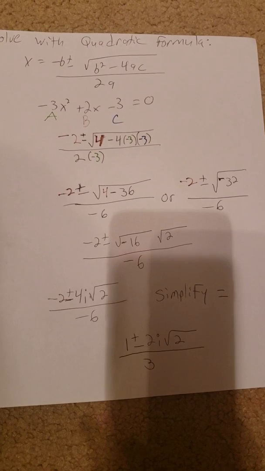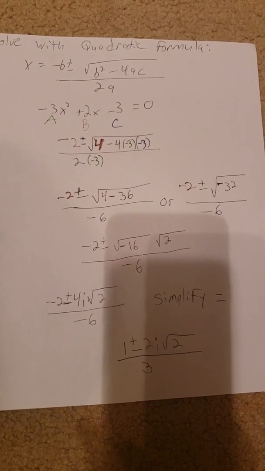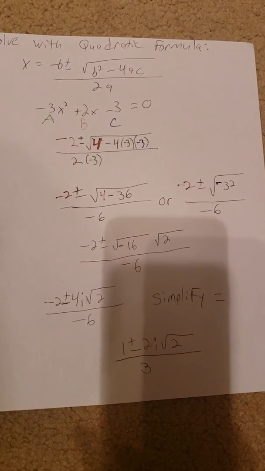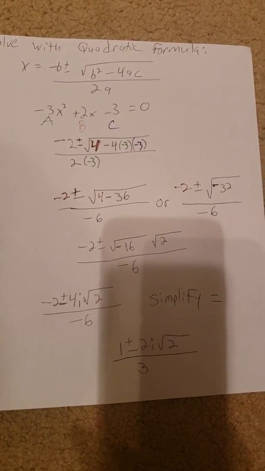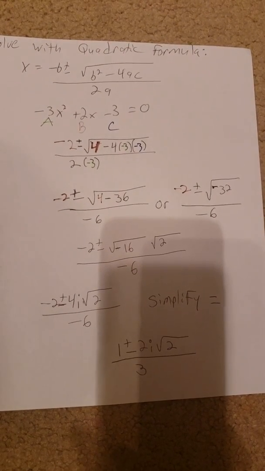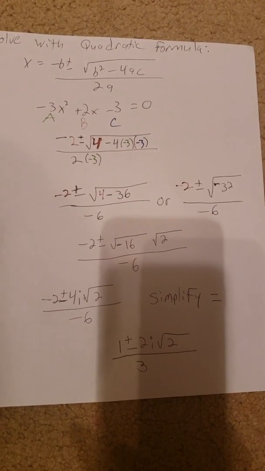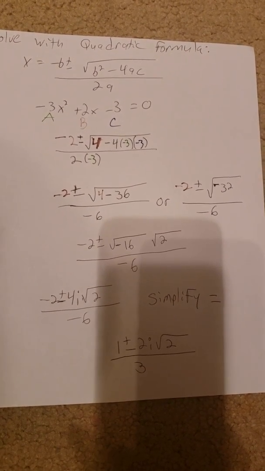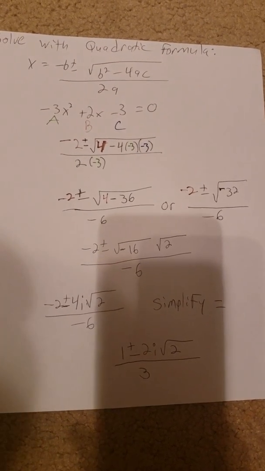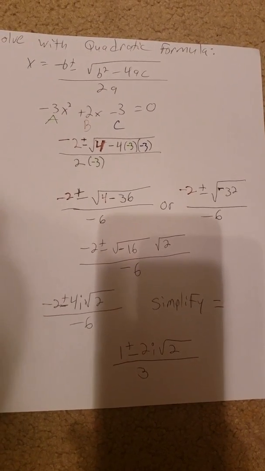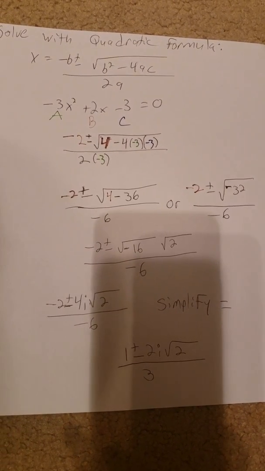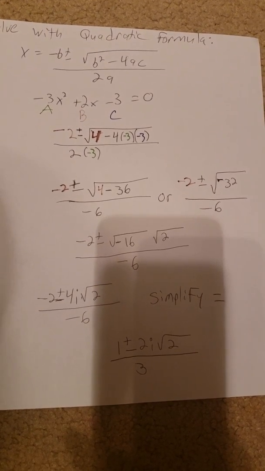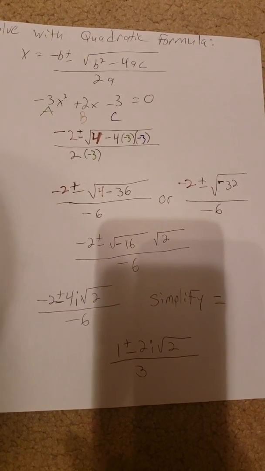That's going to be negative 2 plus or minus the square root of 4 minus 4 times negative 3 times negative 3 all over 2 times negative 3. And that is going to give us negative 2 plus or minus the square root of 4 minus 36 all over negative 6, or negative 2 plus or minus the square root of negative 32 all over negative 6. And that is going to give us negative 2 plus or minus the square root of negative 16 times the square root of 2 all over negative 6.